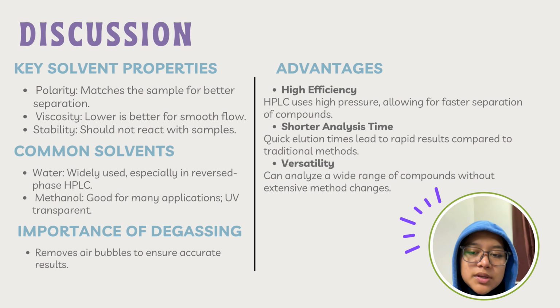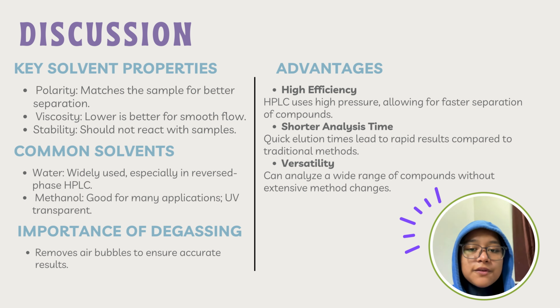Methanol is another popular choice because it works well in many applications and is transparent to UV light, which aids in detection. Stability is also key. We want a solvent that won't react with our sample, to maintain accuracy. Other than that, degassing is a crucial yet often overlooked step. By removing air bubbles from the solvent, we enhance the accuracy of our results. Even small details like this can significantly impact our analysis.